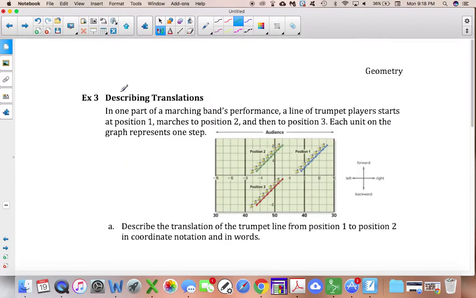Next page. In one part of a marching band's performance, a line of trumpet players start at position 1. So here's my position 1. This is where I'm starting. And then they go to position 2, so they're walking forward, forward, forward this way. And then they are walking down, down, down this way to go to position 3. Each unit on the graph represents one step. Okay, so describe the transformation of the trumpet line from position 1 to position 2 in coordinate notation and in words.